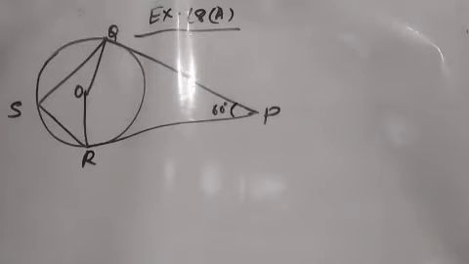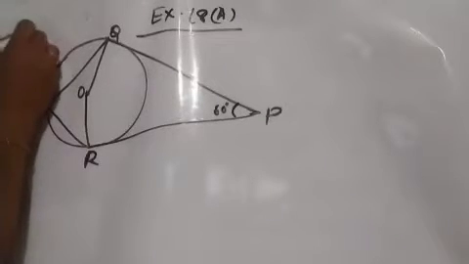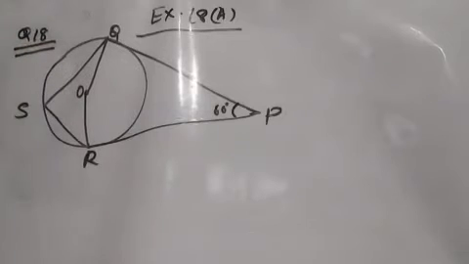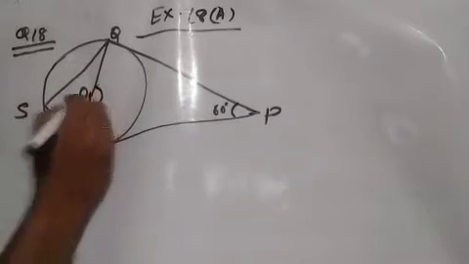Solve problem 18, question 18 from exercise 18a. In this question you can see a circle with center O, and PQ and PR are two tangents from the point P. Angle QPR is given as 60 degrees. You have to find angle QOR. This angle we have to find.